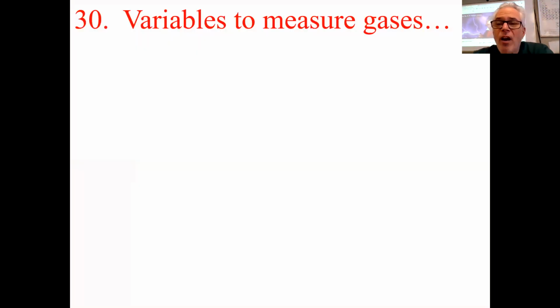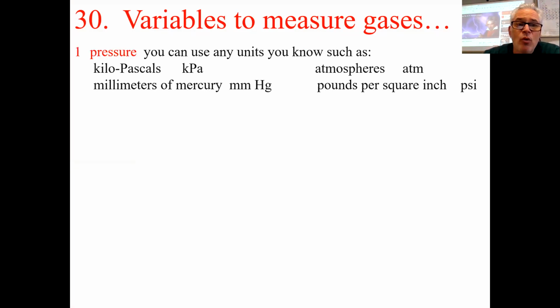Now, what are the variables that we use to measure and talk about gases? Okay, the first one, of course, is pressure. And we can use any units. We can have kilopascals or atmospheres, millimeters of mercury if you want to be old-fashioned, old school like me, or pounds per square inch if you want to be American. In Europe, they don't even do PSI, right? It's like, what are you, dumb? What are you, American? We don't use PSI over here.